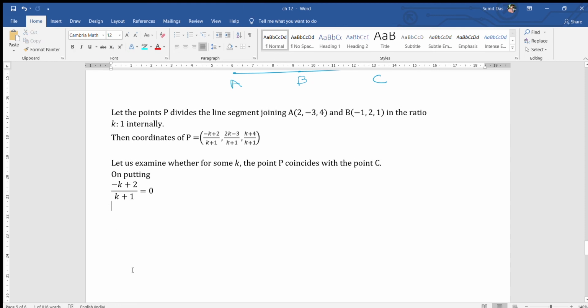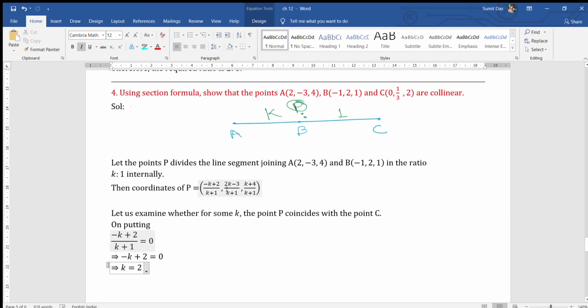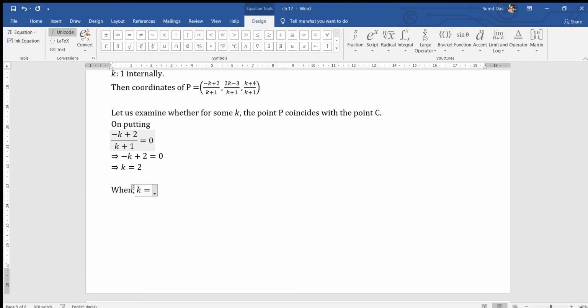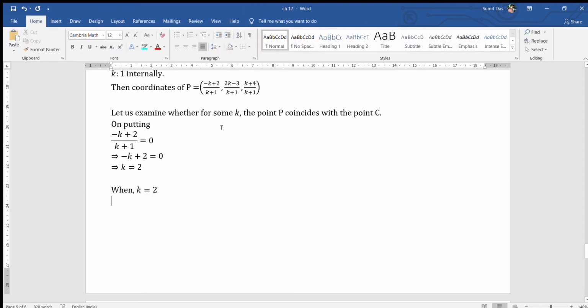For this one, you are getting minus K plus 2 equal to 0. K plus 1 into 0 is 0, and the K value we are getting is 2. Now what I will do, I will put the K value in this Y part and Z part. Then we'll check whether this is equal to this 2 or not. Okay, now we'll do when K equal to 2.